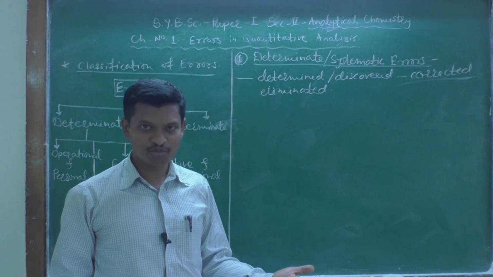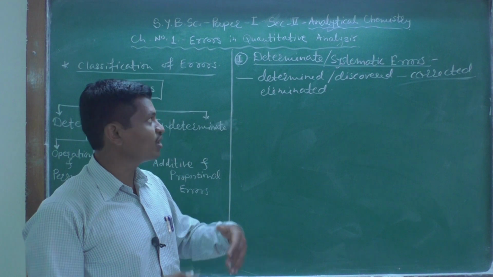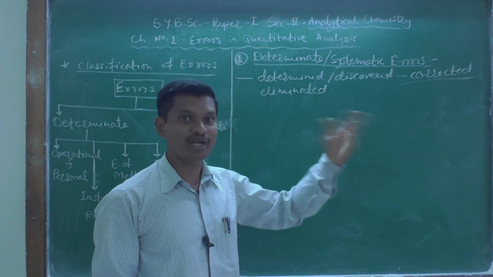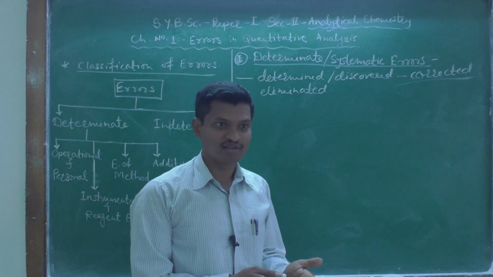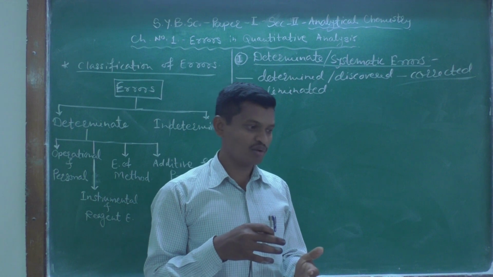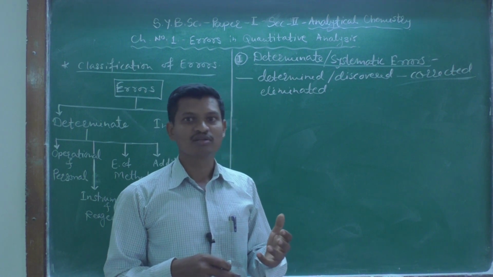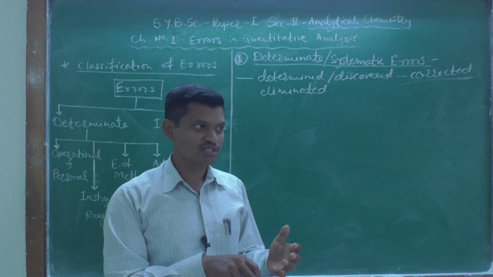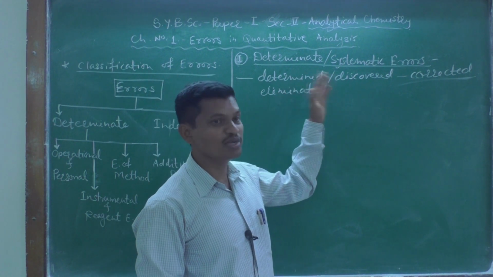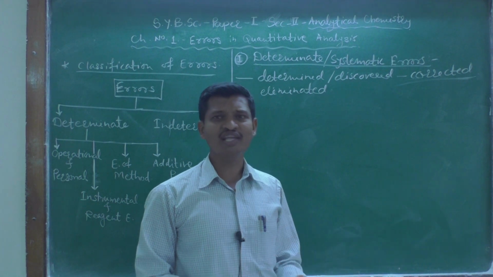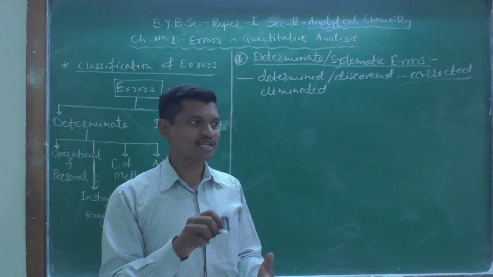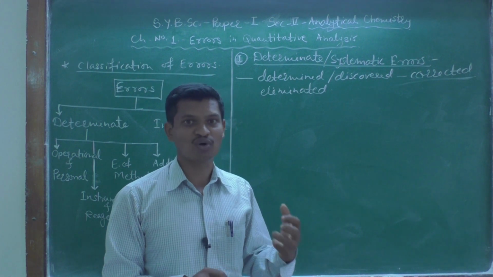So the rule is very simple. As they are determined errors, we can determine them. What is the exact error? What is the exact cause? What is the exact point due to which the error is occurring? So we can discover where the exact cause is, where the exact point is where that error is occurring.